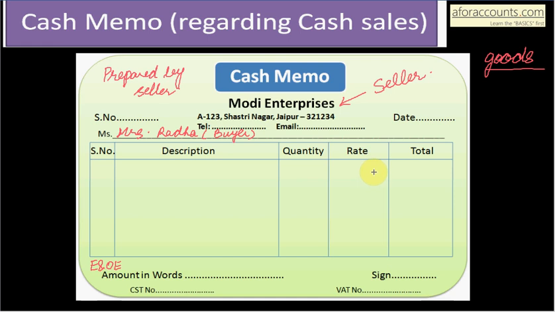A cash memo is not a receipt. Again listen, a cash memo is not a receipt, so no revenue stamp is affixed on the cash memo. Let's go further.